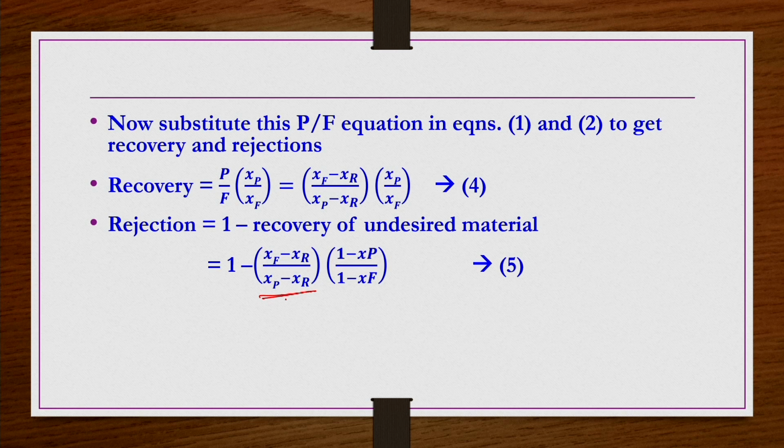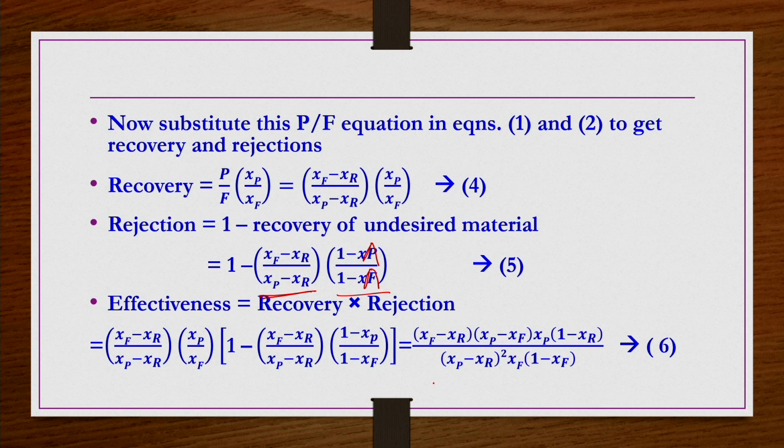So, this is whatever the P by F that we get, and then multiplied by 1 minus X suffix P and X suffix F, that is the mass fraction of the desired material in the product and the mass fraction of the desired material in the feed. Then effectiveness would be the multiplication of these two. So, you will get this one after simplification. So, this is by the second method.